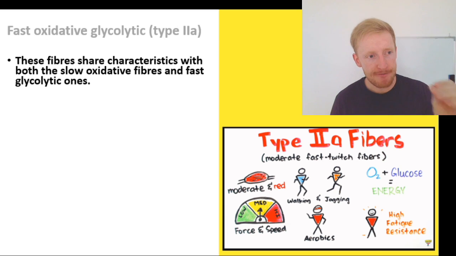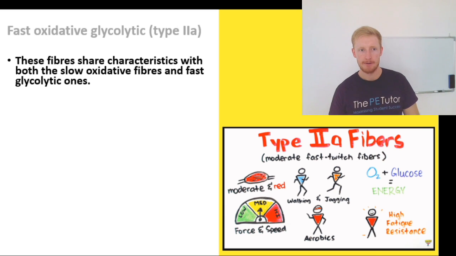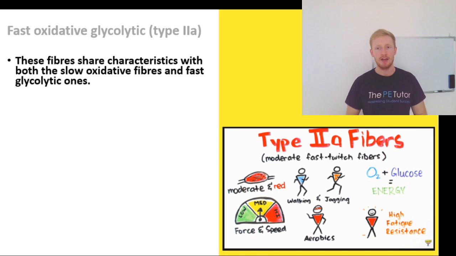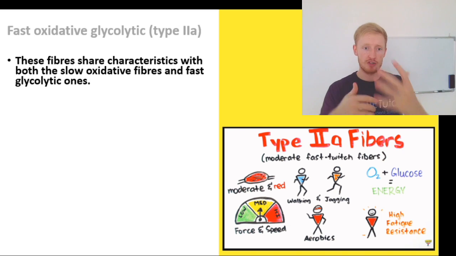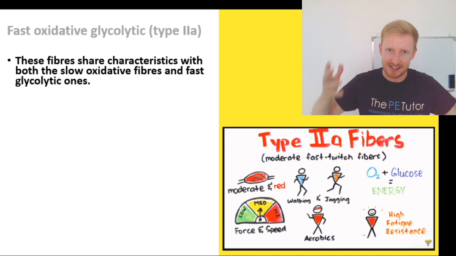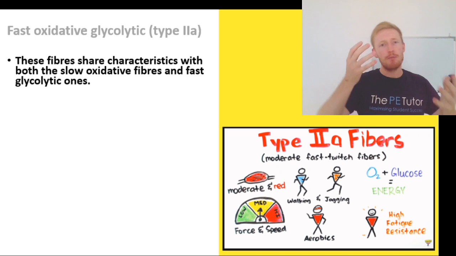Our second type, okay, so first type, slow oxidative, type 1. Second type, we have fast oxidative, fast oxidative glycolytic, or our FOG muscles. You may have heard of them as being referred to before. So type 2A fibers, what is the point? What are their properties? How can we use them? Well, they're a bit of both.